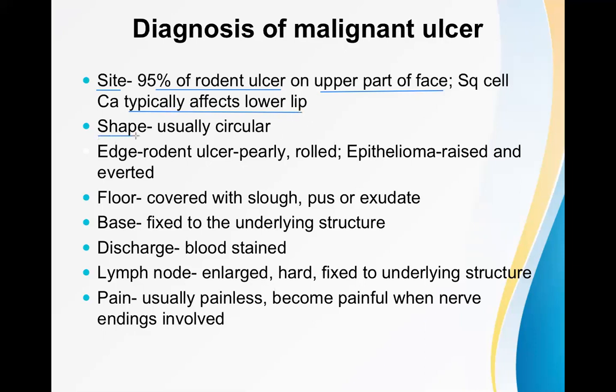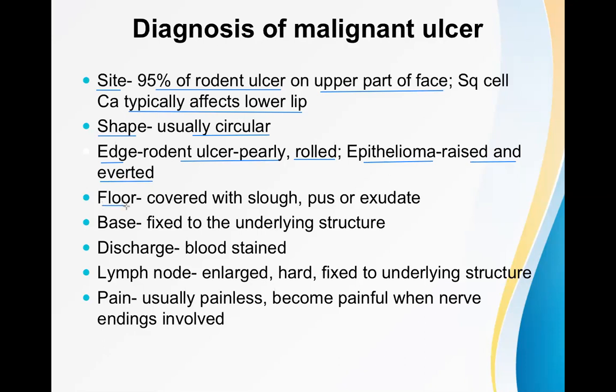Regarding the shape, they are usually circular. But in the advanced state, they may be irregular also. Regarding the edge, now see this. Rodent ulcer has pearly and beaded type of edges, beaded appearance or beaded edge, we say. And squamous cell carcinoma of the skin, also known as epithelioma, has raised and everted edge.